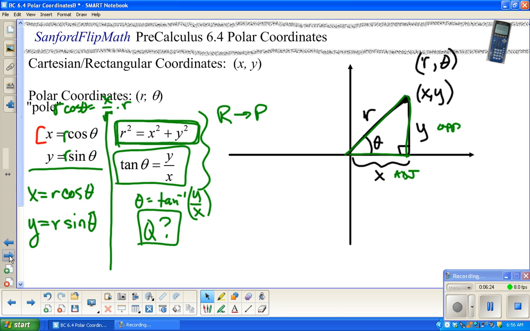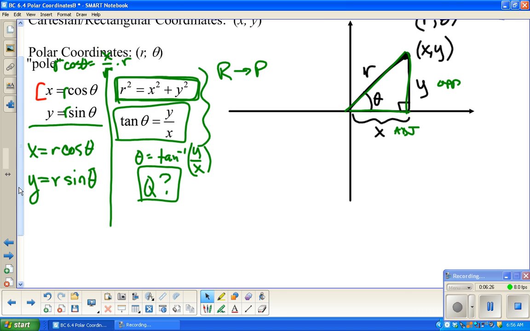Let's do a little example. Let's say I have the ordered pair (x, y) in rectangular coordinates. Let's make it (-2, 5). What I'm going to do is figure out what r and theta are. That's what I want to know. I'm going to make this into polar.